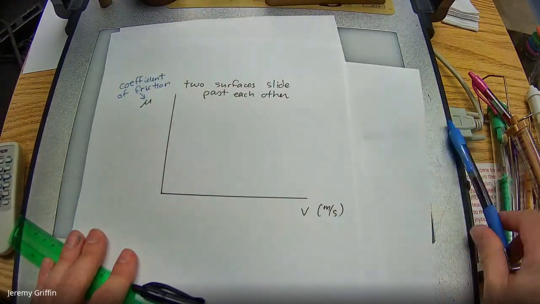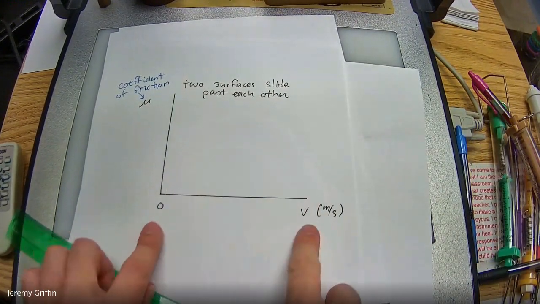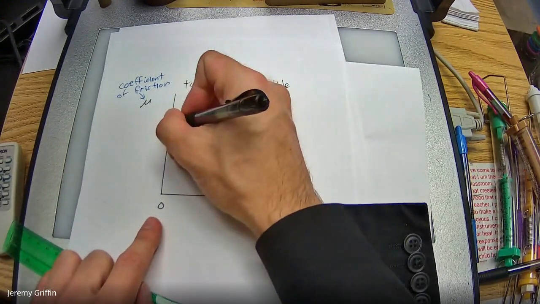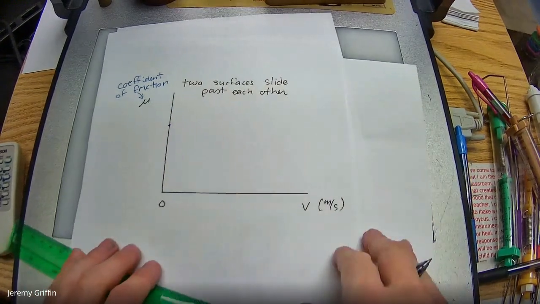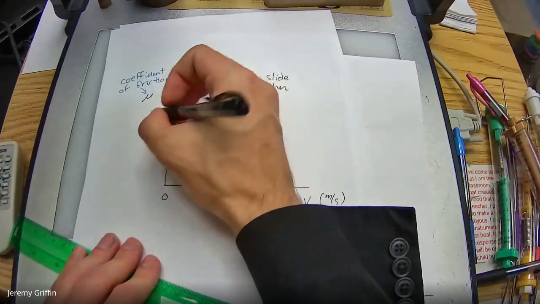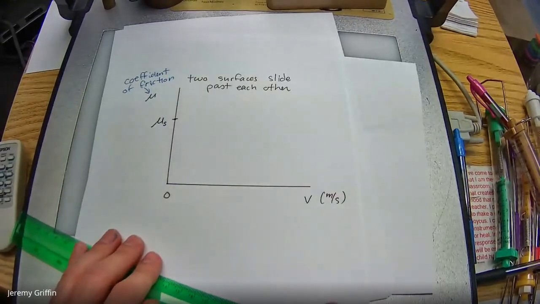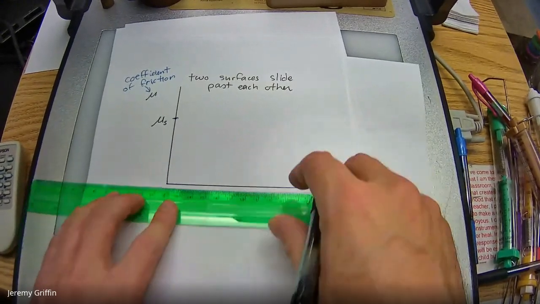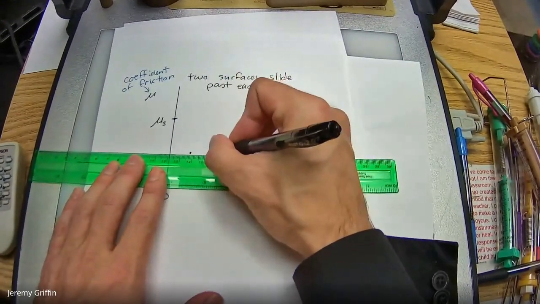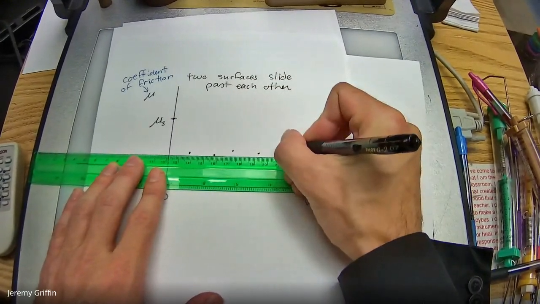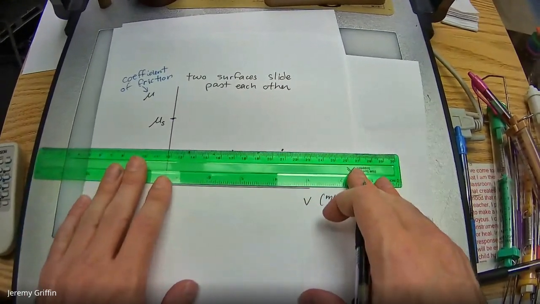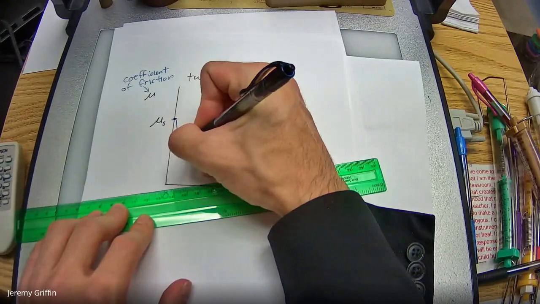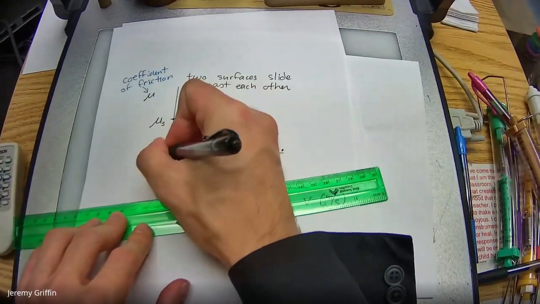Now, when the two surfaces are not moving past each other, wouldn't that be zero velocity? There's a coefficient of friction to overcome that initial friction before the surfaces break. That's called static friction. So I'll label that point mu sub s. Now, once the two surfaces are sliding past each other, what you'll notice is that, weirdly enough, it doesn't matter how fast they're moving past each other. It's pretty much the same coefficient over and over again. So it's just a horizontal line. And once you break that friction, it just jumps down to that value, which is called the coefficient of kinetic friction.